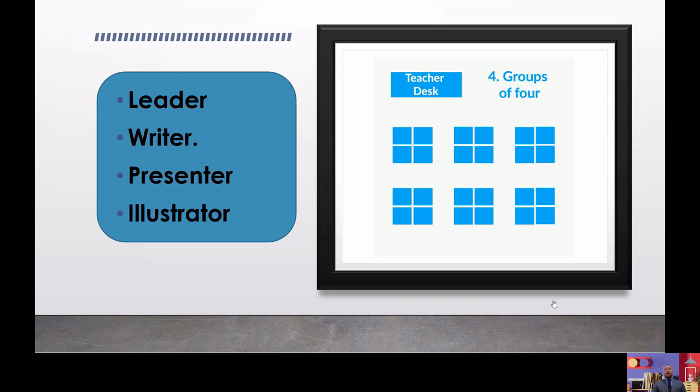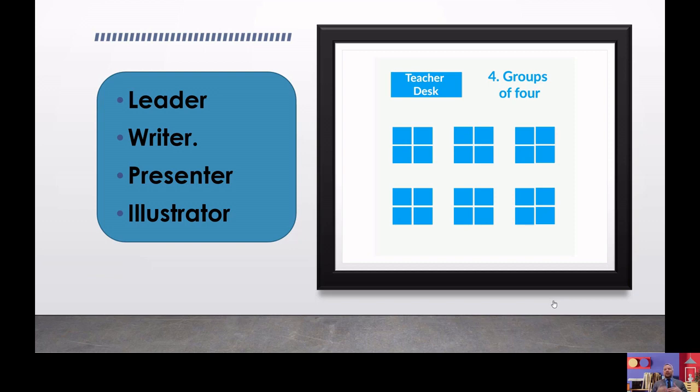One is a leader, another is a writer, another is a presenter, and one is an illustrator. If you have more than that, you can do, for example, member one, member two, and so on. So at least, you have to mention in the group of students the four sections in front of you: a leader, writer, presenter, and illustrator. So who is the leader? What is the role of the leader?